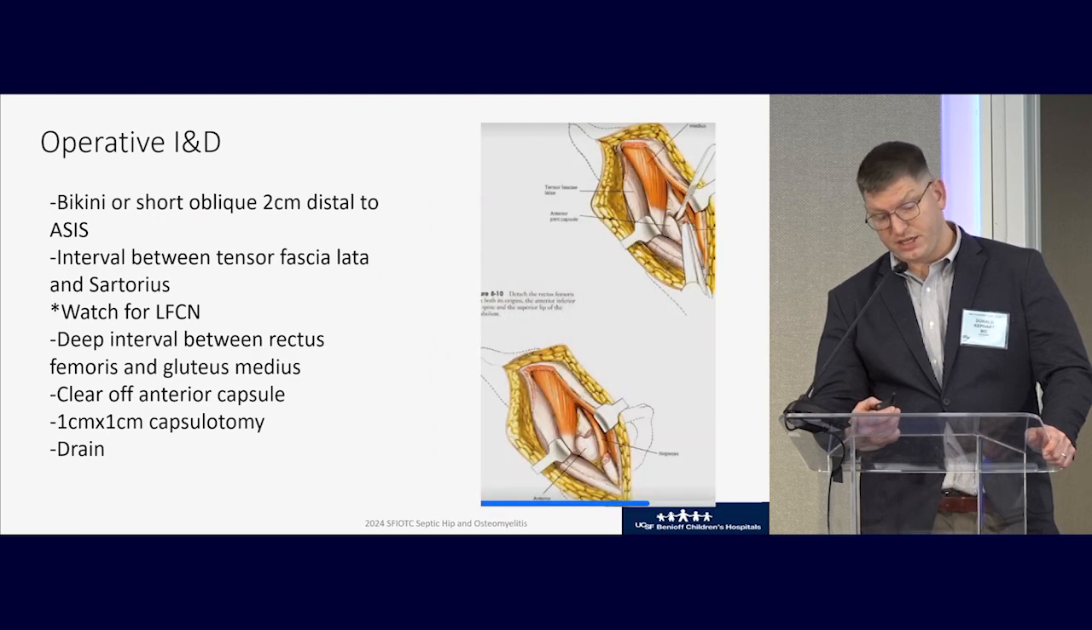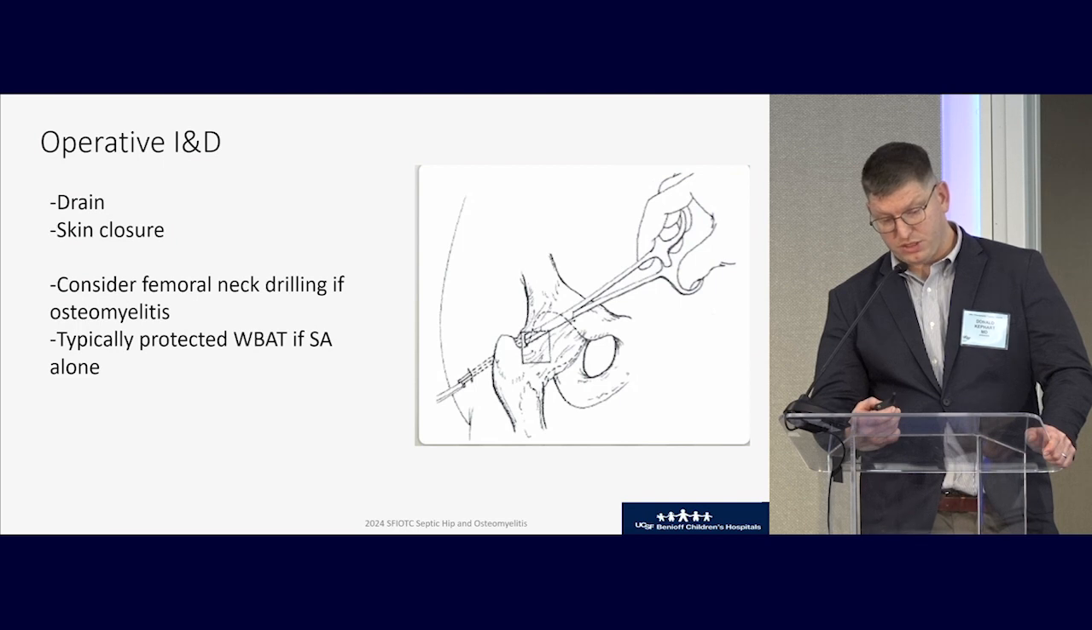You want to clear off the anterior capsule of the hip with a Cobb elevator, make a centimeter square capsulotomy, and you can put a drain in posteriorly to give you some window into what's happening under the skin after you've closed the wound. I typically don't close deep layers and just close the skin with the PDS and Monocryl. If there's osteomyelitis, I'd consider femoral neck drilling. Typically protected weight bearing as tolerated if septic arthritis alone. If there's osteomyelitis, depending on the extent of it, that may modify the weight bearing.